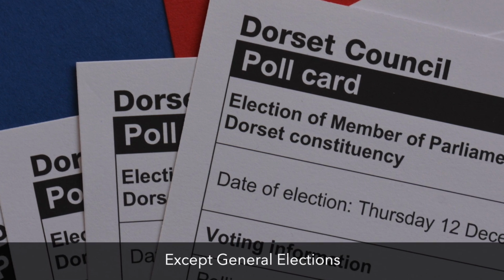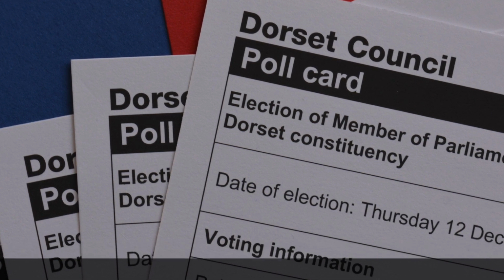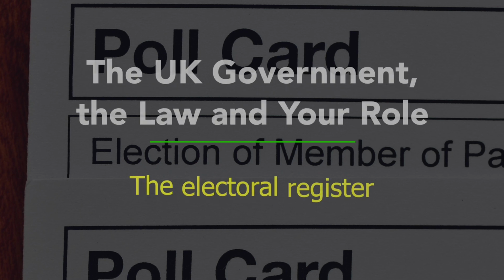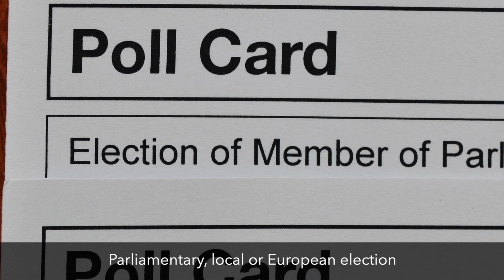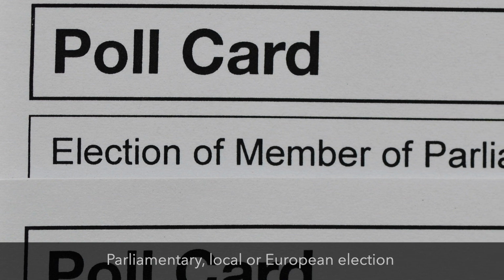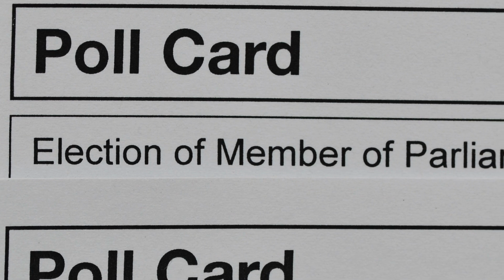Adult citizens of other EU states who are resident in the UK can vote in all elections except general elections. The electoral register. To be able to vote in any parliamentary, local or European election, you must have your name on the electoral register.